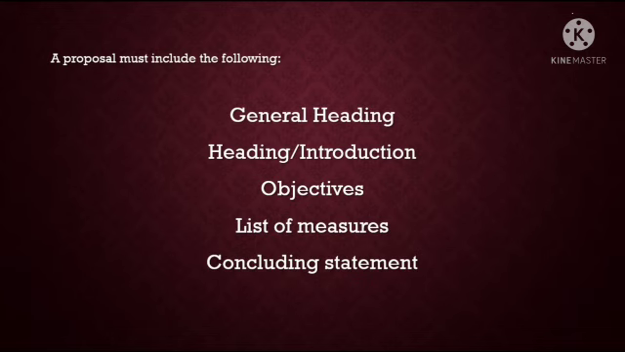The next subheading is the objectives. Objective means the aim. Why you want to organize the program should be stated under the head objectives. The next heading is list of measures. What are the things that should be taken to organize the program should be mentioned under the heading list of measures. The last one is the concluding statement. You have to write a concluding statement. If you fail to write it, you will lose marks for the proposal.